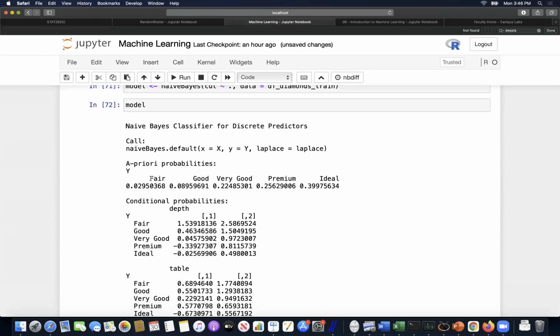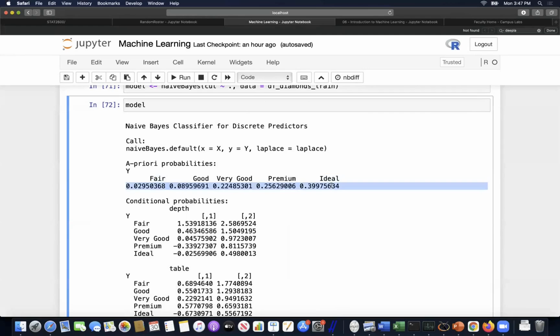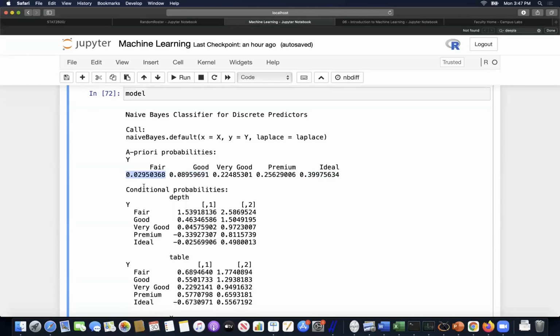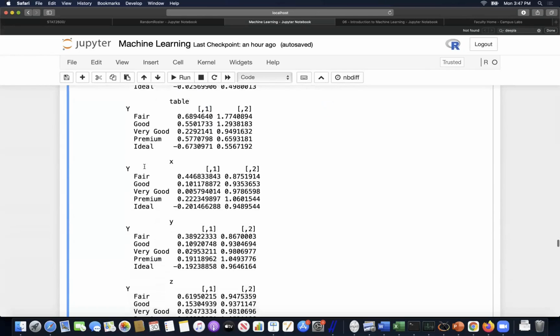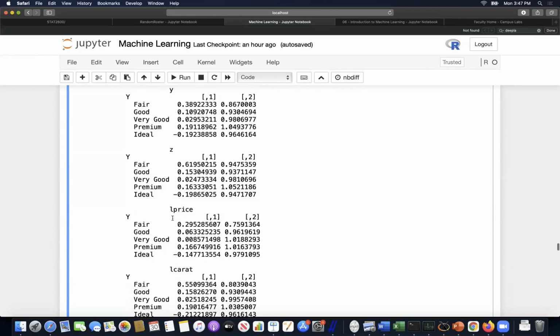Now we have 5 classes: fair, good, very good, premium, ideal. One cool thing about naive Bayes is that it's going to take into account the imbalances in your data. So this data, unlike the previous one, is imbalanced. You have more observations of ideal compared to good and fair. It's going to take that into account automatically. And then these are your variables, x4 given the class fair, good, very good, premium, ideal: table, x, y, z, log price, and log carat.